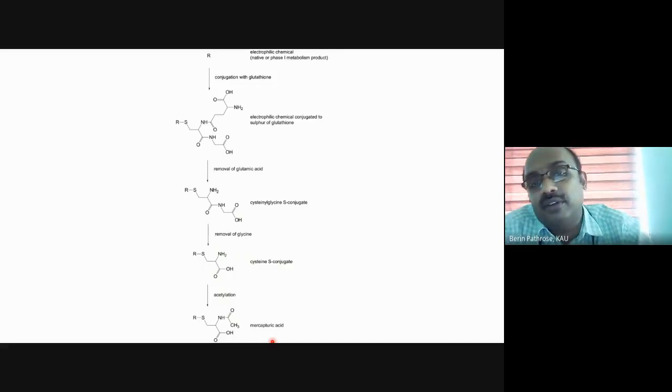And from this cysteine S conjugate comes acetylation. Deacetylation is removal of an acetyl group; acetylation is the addition of an acetyl group. So here an acetyl group will be added. You can see a CH3 group will be added and leads to the formation of mercapturic acid, which is easily excreted. So this is type 3, a reaction of type 3 metabolism in the phase 2 reaction.